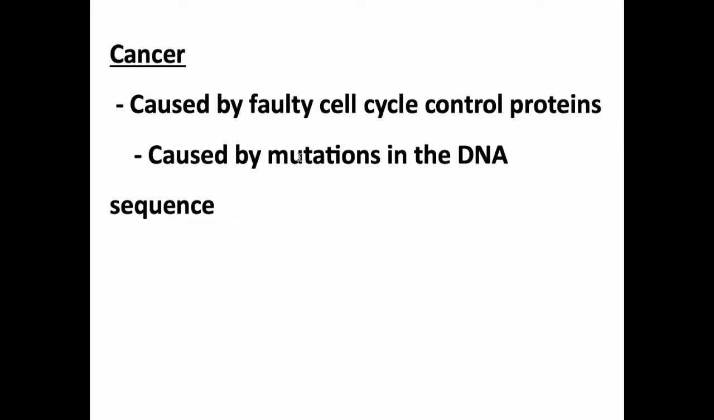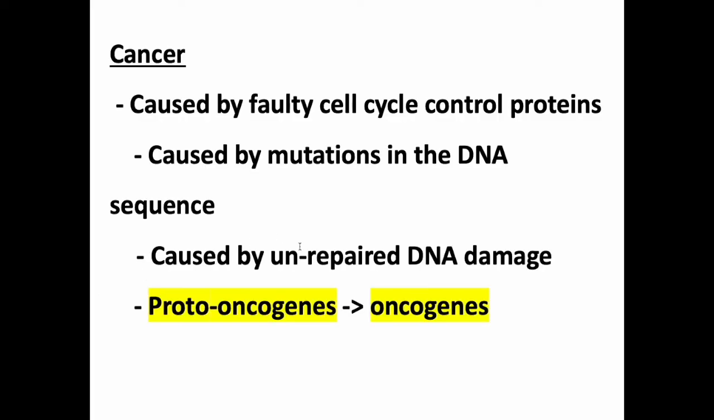Okay, let's continue down this. What causes mutations in the DNA sequence? Well, mutations in the DNA sequence are caused by unrepaired DNA damage. Our DNA is being damaged constantly by various things. We'll talk more about mechanisms of this in a different chapter, but we have ways to fix this damage. If our DNA damage is not fixed, that can lead to a mutation. That can lead to these things not doing what they're supposed to do.